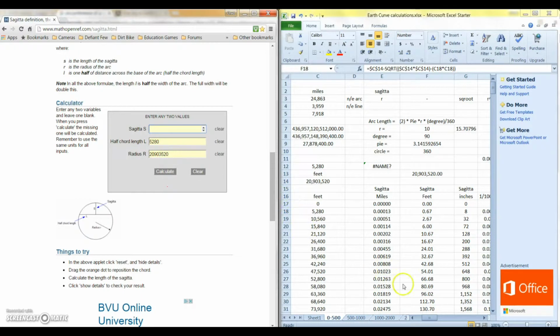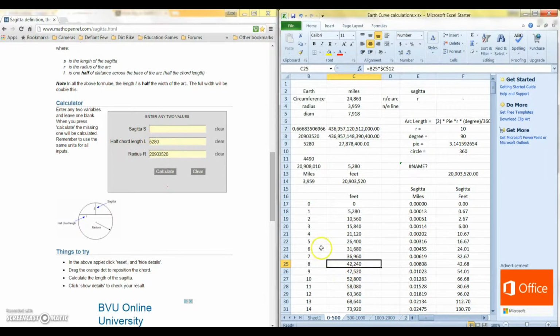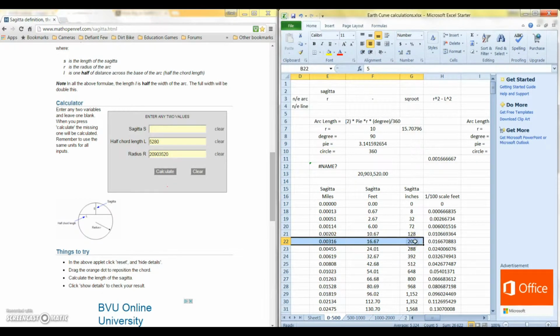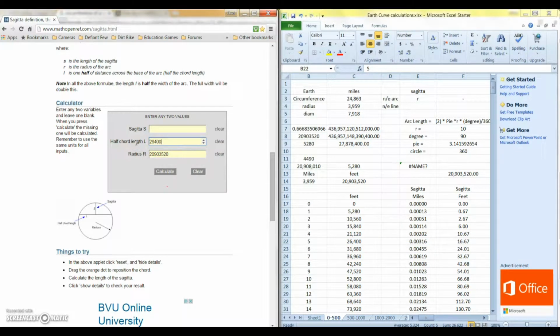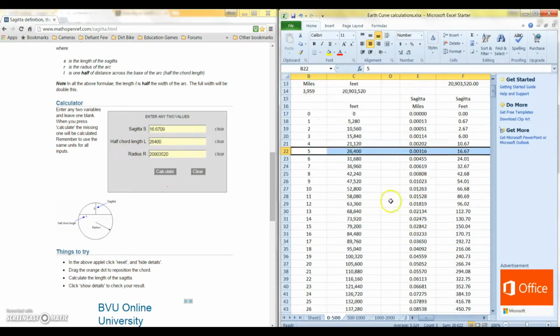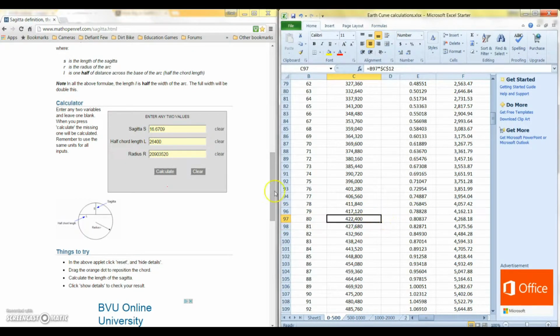Okay, so let's check this at 5 miles. We should come up with 16.67 feet, right? So at 5 miles, we plug in 26,400. Calculate: 16.67. Okay, so my calculations are doing all right. Let's test one more. Let's take 80 feet, just to make sure my formulas are working correctly. We say 422,400. Calculate. That's 4268.18. So my calculation is correct. My Excel formula is doing the same thing that this formula is doing.